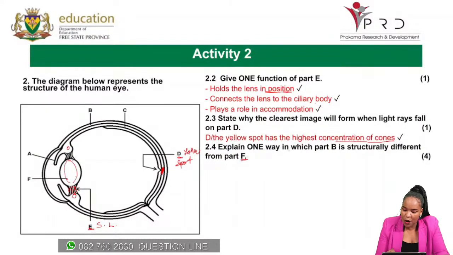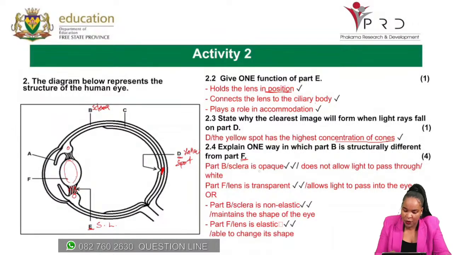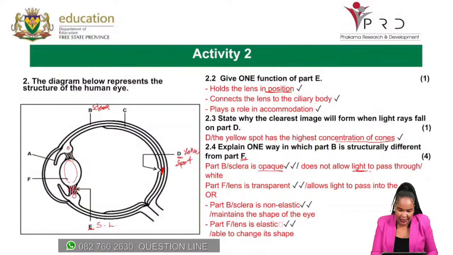Then explain one way in which part B is structurally different from part F. Part B is the sclera. You see here, it is the outermost part. So the sclera, how is it in its structure? Remember we said it is opaque and does not allow light to pass through. We said it is not transparent, therefore it is opaque. It does not allow light to pass through, or you can say it is white.